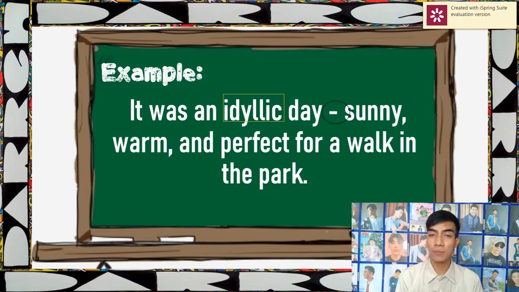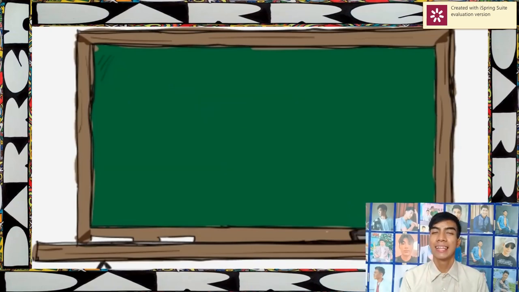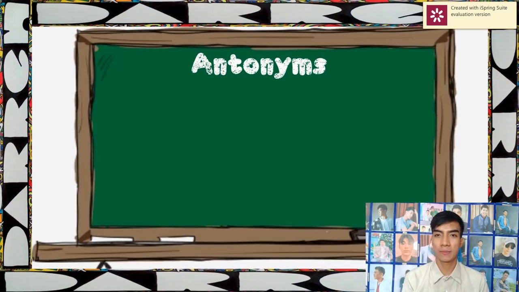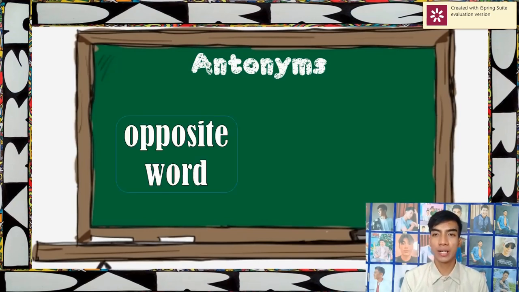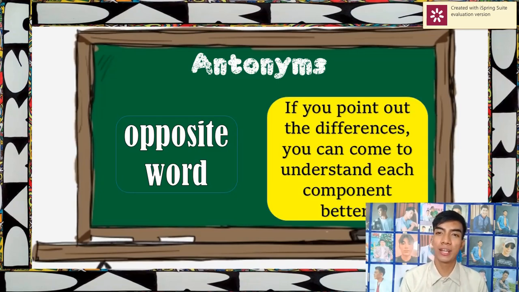So, idyllic means sunny, warm, perfect, or better yet, it's peaceful and calm. Let's have the third type of context clue. We have by the use of antonyms. An opposite word is placed in the same sentence. This is the opposite of our previous one. If you point out differences, you can come to understand each component better.